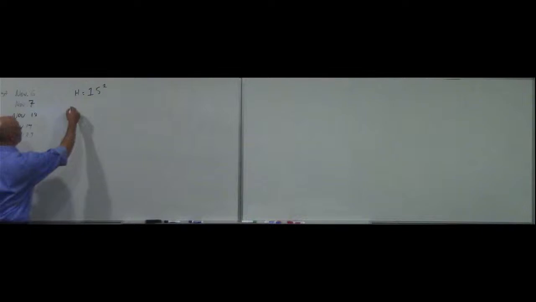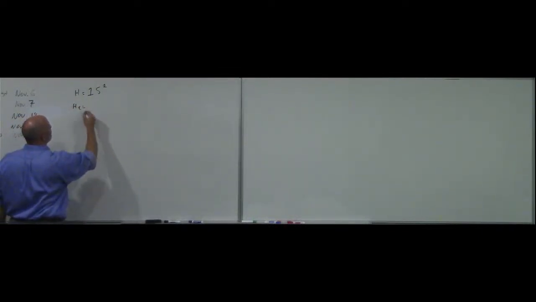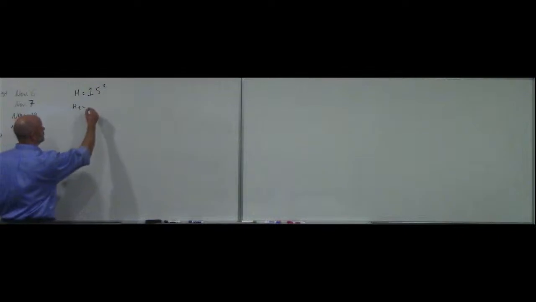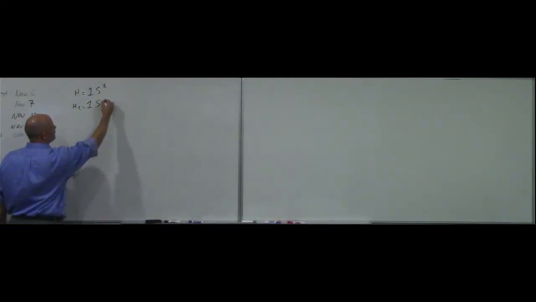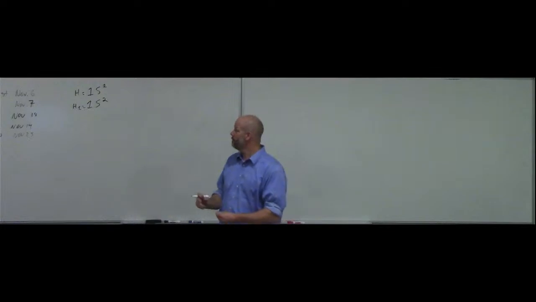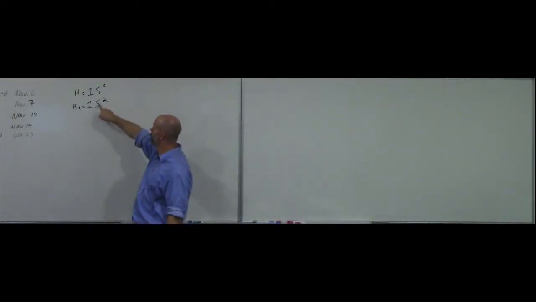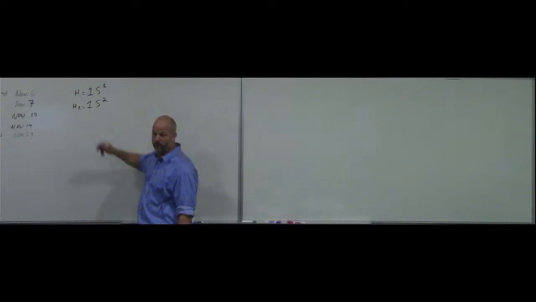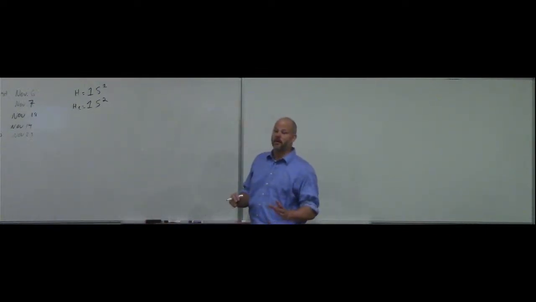If I want to do helium, helium's going to be what? How many protons? 2. How many electrons? 2. How many does the first quantum number hold? 2. So this is going to be 1s2. That tells me that for helium, I've got 2 electrons in the 1s orbital. Okay? Let's do lithium.